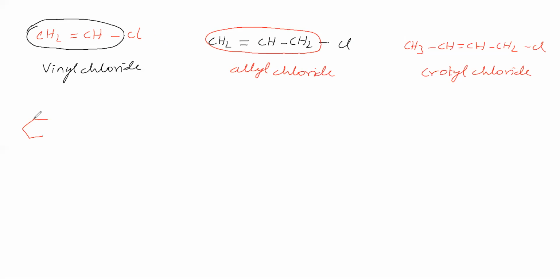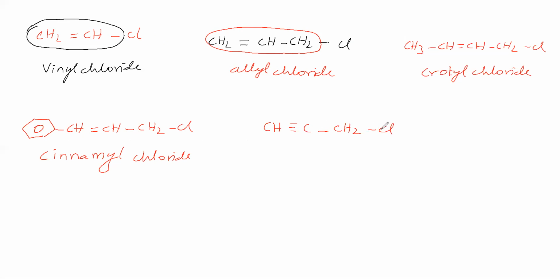Next compound we'll see: a phenyl ring with CH=CH-CH2Cl. This is called cinnamyl chloride, from cinnamic acid. Next compound, CH≡C-CH2Cl. What is the name of this? This is called propargyl chloride, we can say.